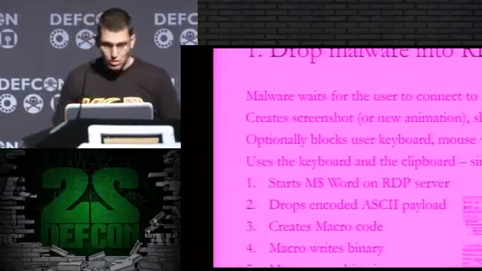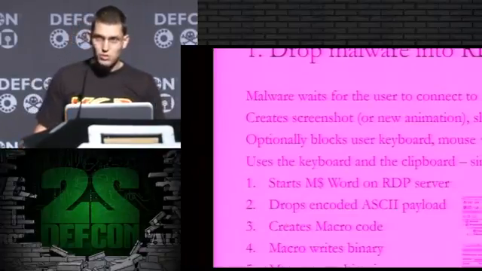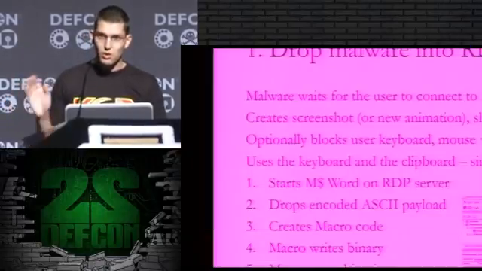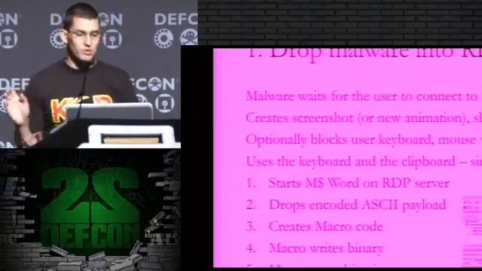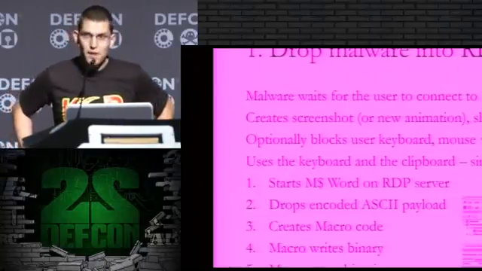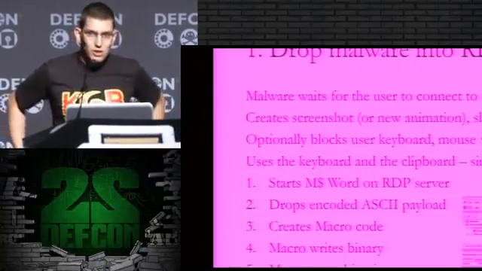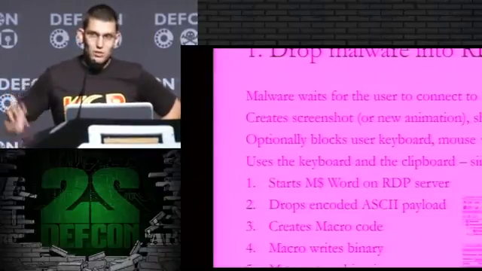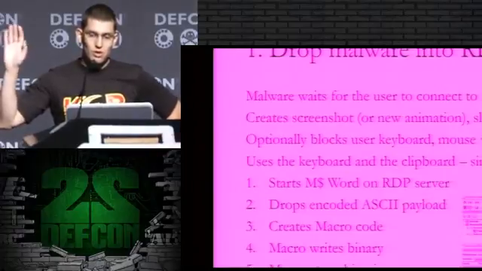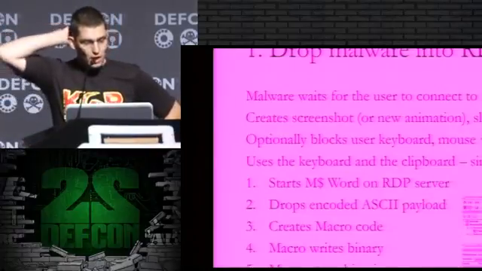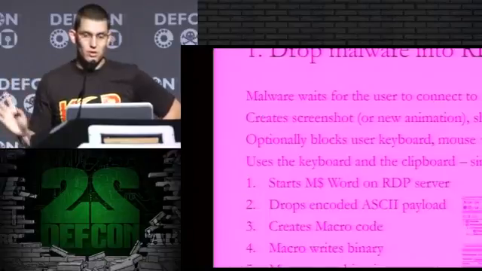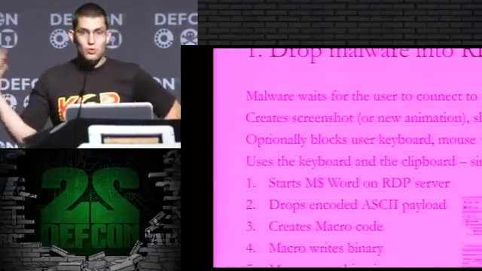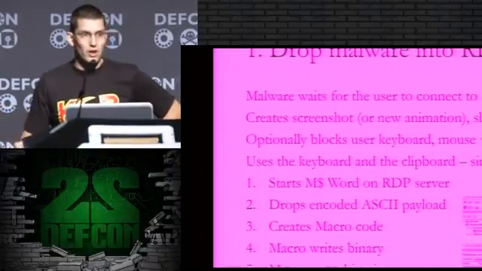Okay. Now, what my tool does in this hacking scenario is that it waits for the user to connect to the RDP server with the two-factor authentication, and after the connection is successful, my tool creates a screenshot and shows it to the user in the foreground. And optionally, it can block the user's keyboard and mouse as well for 20 seconds. The user experiences, oh my god, it froze again.